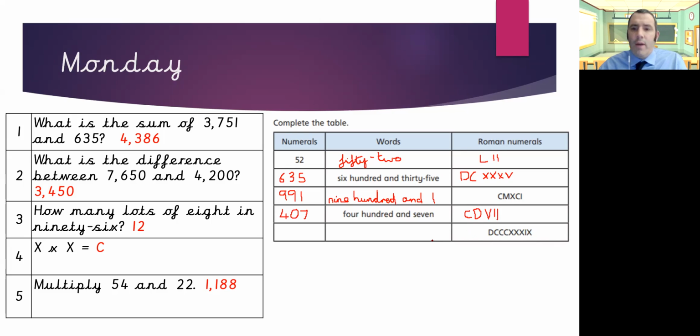Now our last row here, DCCCXXXIX. Lots of letters in there. So we need to pick this apart carefully. So D is 500. And we go through the C's. There's 3 of those. So 500 plus 300 is going to make 800. We now have our tens. We've got 3 of those, 10, 20, 30 to give us 30. IX at the end, remembering if the smaller number's before the bigger number, we've got to take it away. So 1 less than 10 is 9.